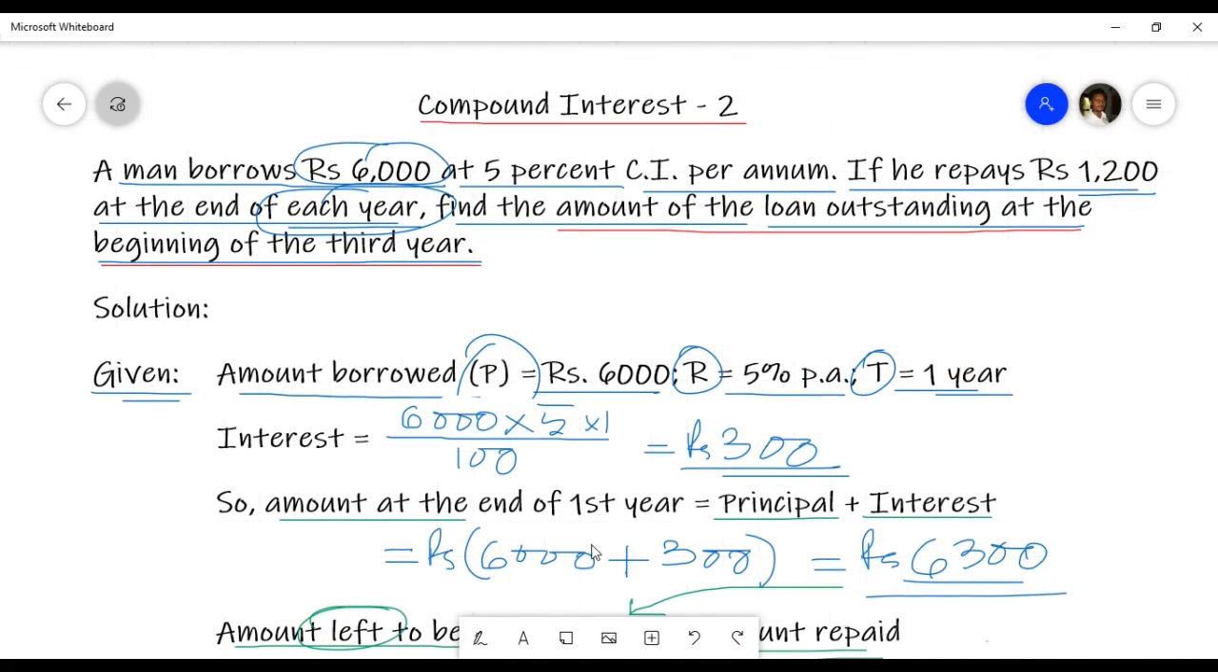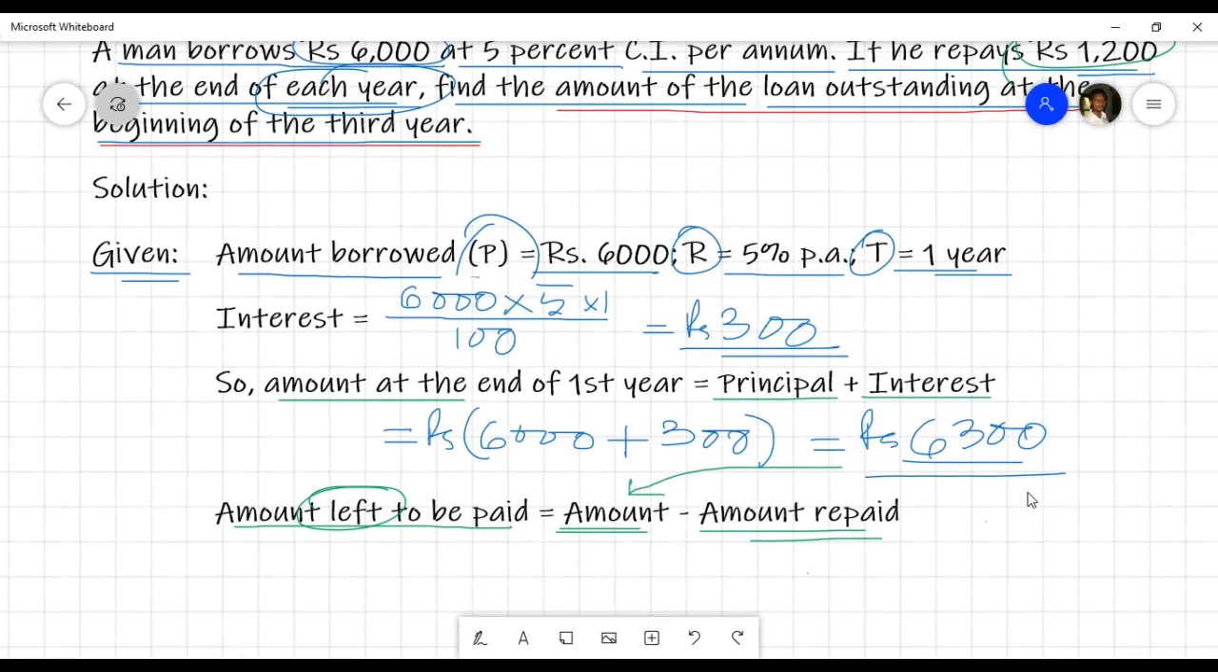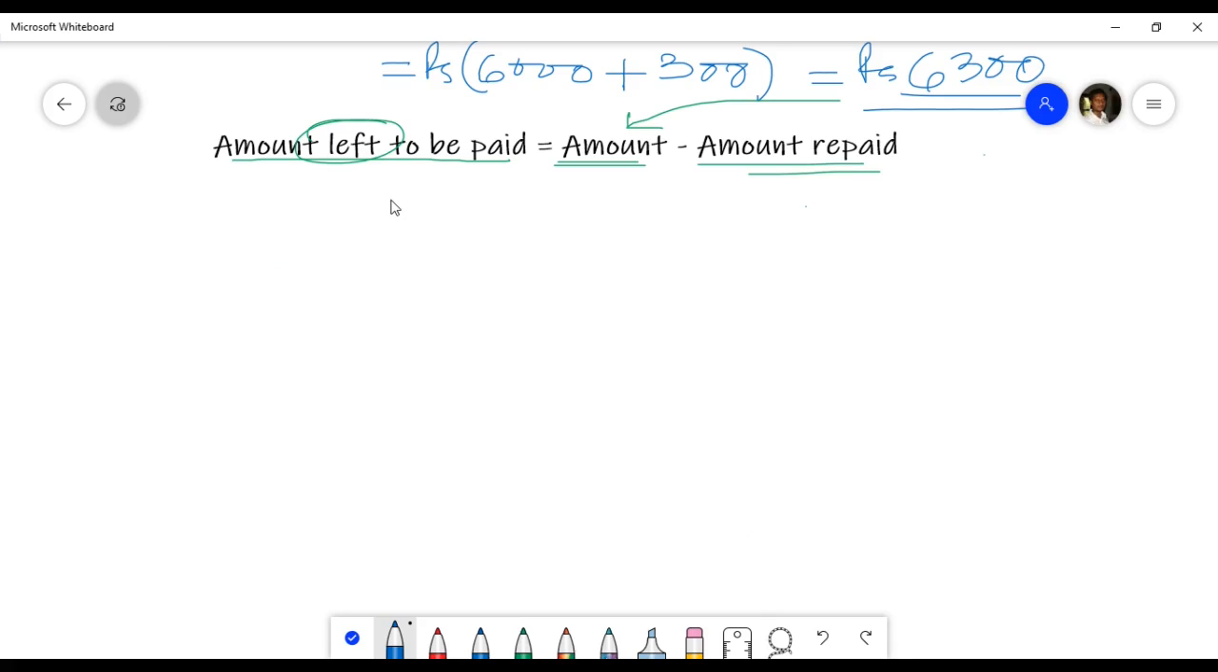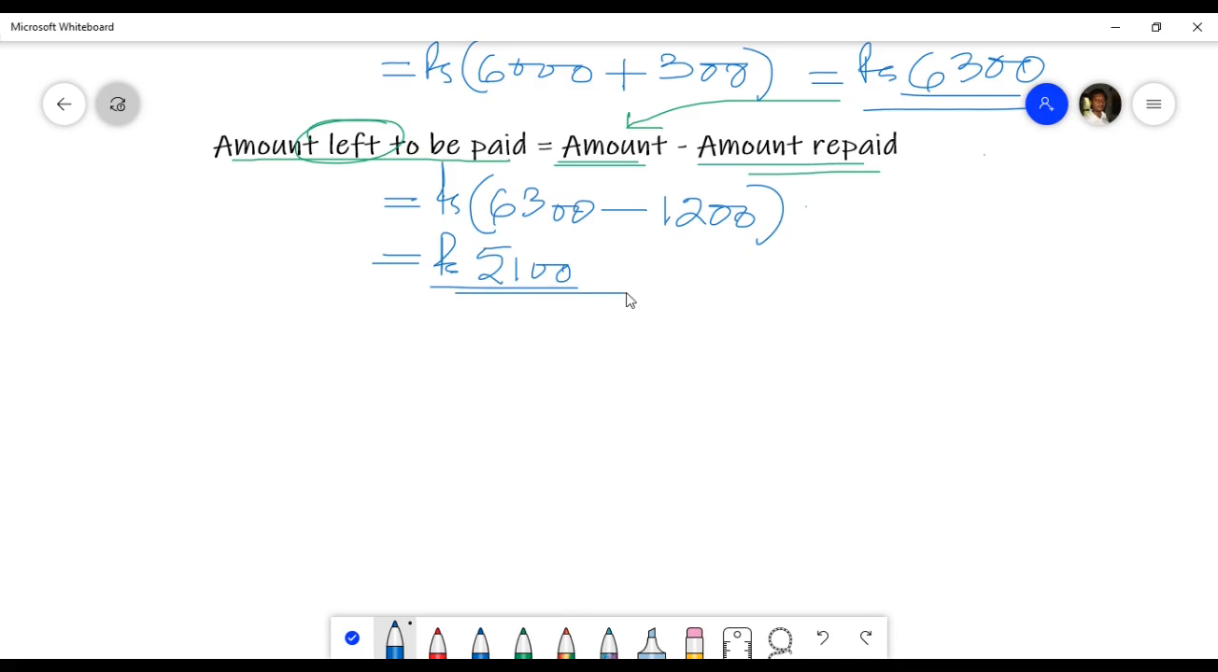Like you can see, if he repays rupees 1,200 at the end of each year, this is the amount repaid. We will replace the values to get the amount left to be paid. After subtracting the amount repaid from the amount, we will get the amount left to be paid as rupees 5,100. So he has to pay 5,100 now.